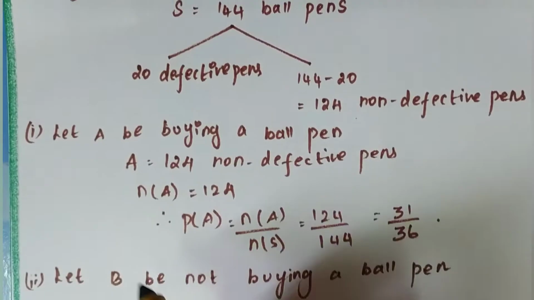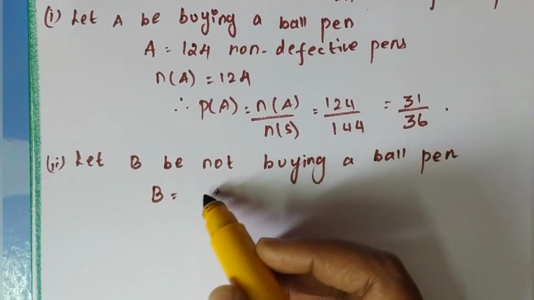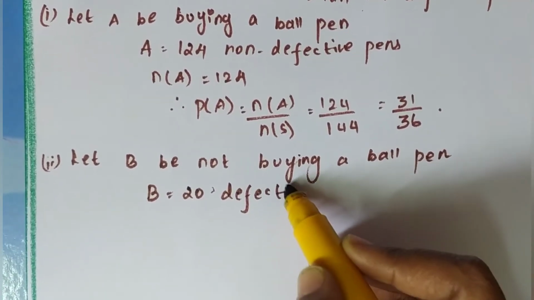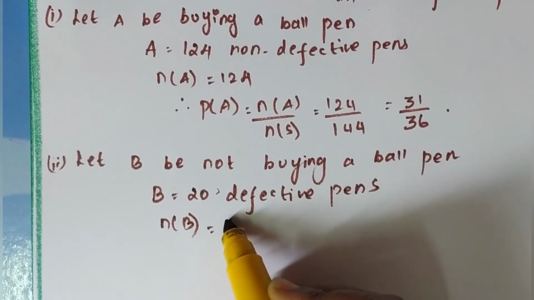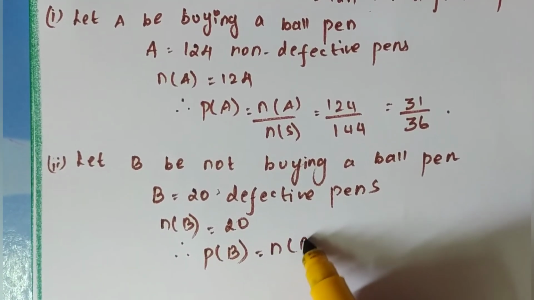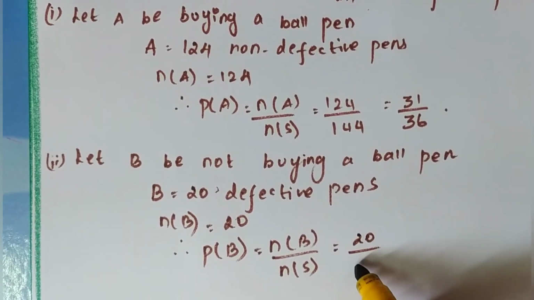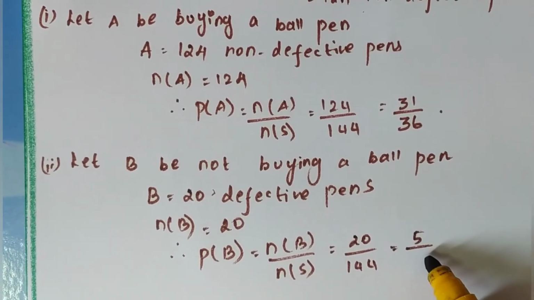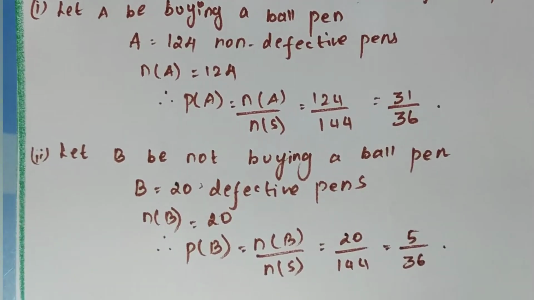So how many possibilities are there? 20 defective pens only we have. So 20 possibilities are there. N of B is equal to 20. Therefore, P of B is equal to N of B divided by N of S, which is 20 divided by 144. Cancel with 4 table, then what will you get? 5 divided by 36. Are you all clear, children?